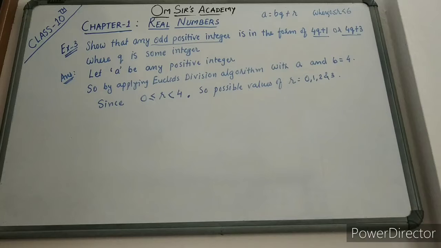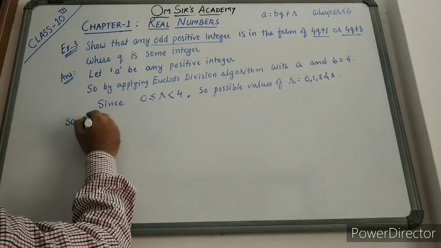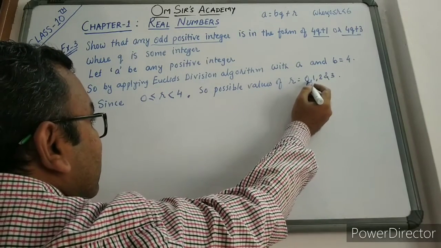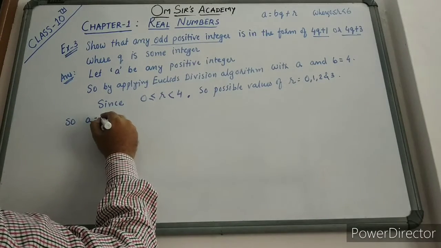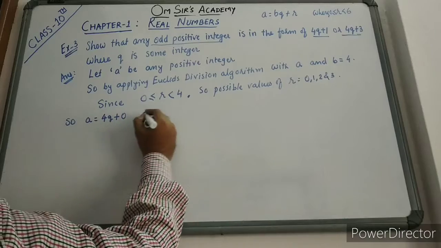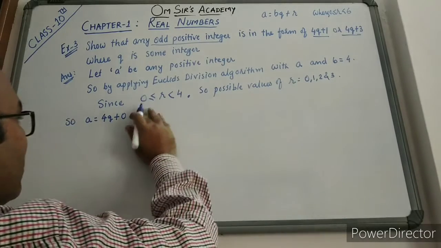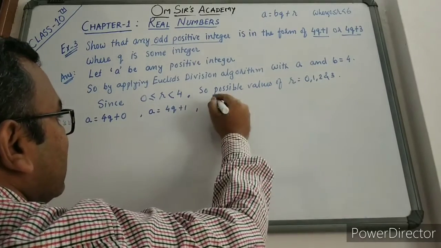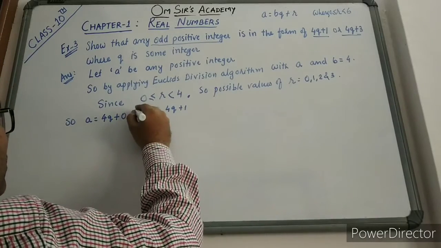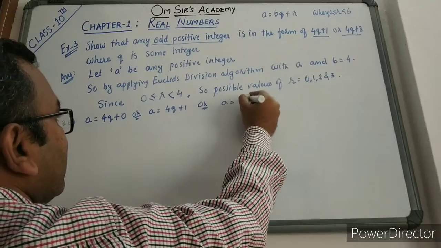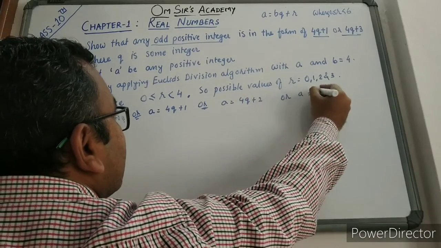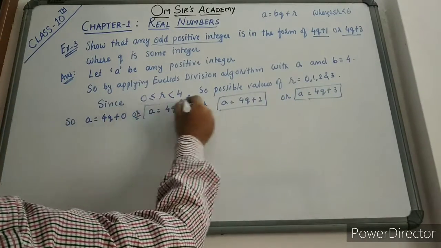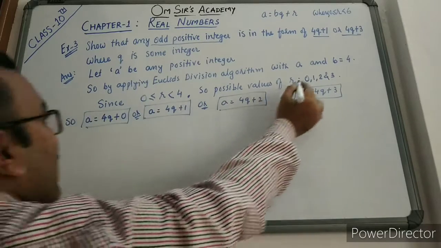So what will be the values of a? A equals bq plus r, and b was 4. So the first possibility is 4q plus 0. In the second, a equals 4q plus 1, with remainder 1. Then a equals 4q plus 2, and a equals 4q plus 3. So these are the possible values of a; there are 4 possible values because there are 4 remainders.